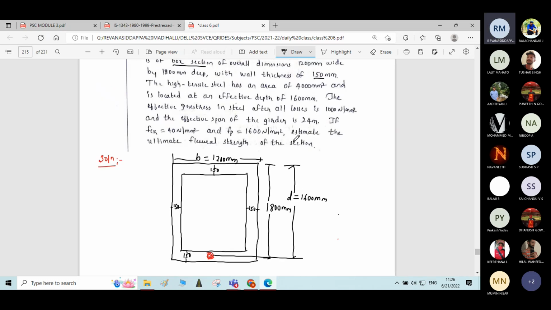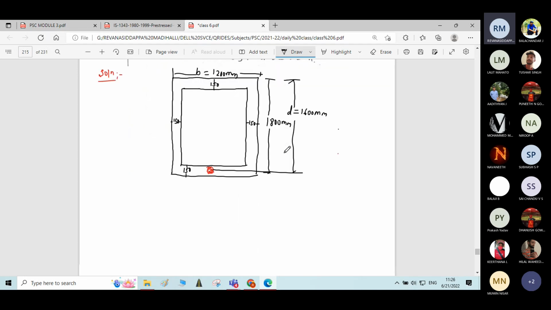Then the effective pre-stress in steel after all losses is 1000 Newton per mm square. Effective span of the girder is given as 24 meter. FCK is given. FP is given. Characteristic strength of tendons is given. It is asked to find the ultimate flexural strength of the section.